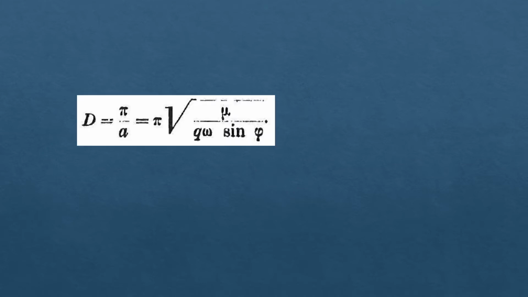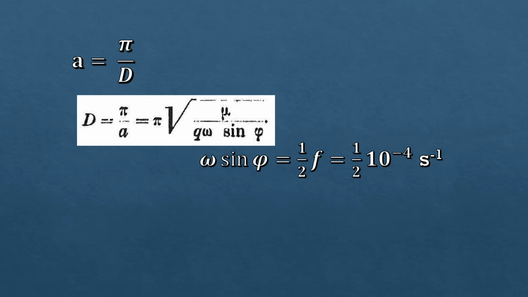First, if we look at this expression for the depth of the wind current, we can easily see that we can express A as A is pi over d. Furthermore, we can express this part as the Coriolis frequency divided by 2. Then we can use the kinematic viscosity, which is the dynamic viscosity over the density, which we also have a value for. So with these new parameters, we can rewrite d like this.